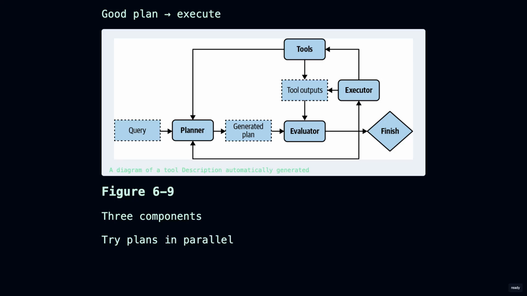To reduce latency, you can generate several candidate plans at once and let an evaluator choose among them. The trade-off is straightforward. Faster selection can cost more compute.